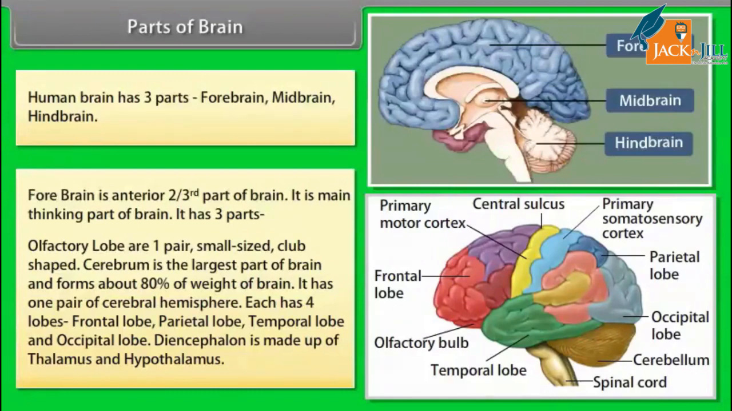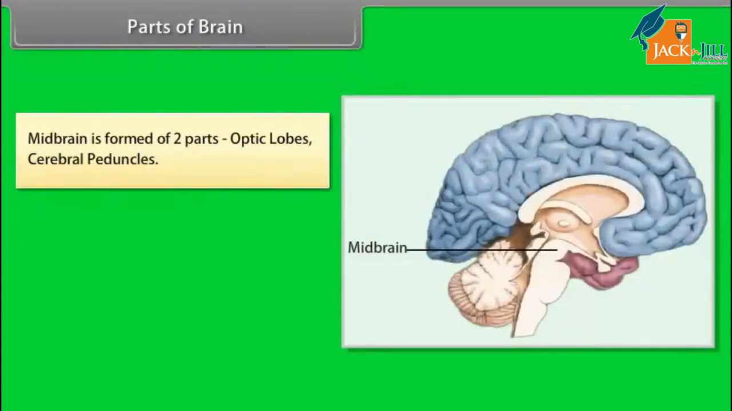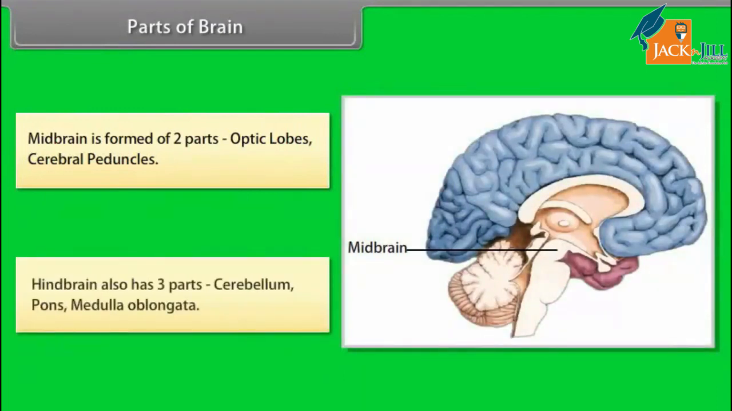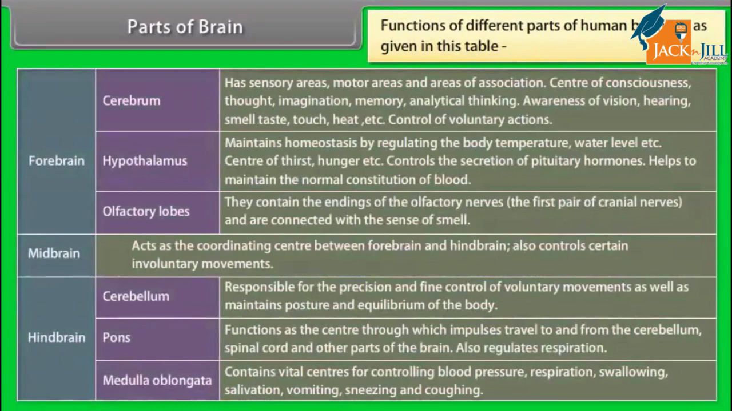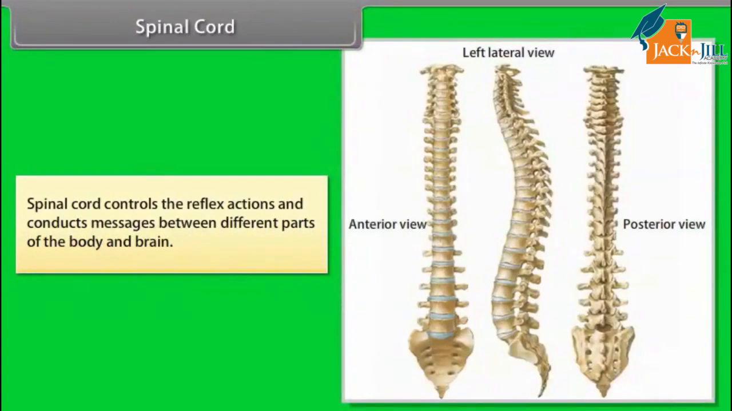Diencephalon is made of thalamus and hypothalamus. Midbrain is formed of two parts: optic lobes, cerebral peduncles. Hindbrain also has three parts: cerebellum, pons, medulla oblongata. Functions of different parts of human brain are as given in this table. Spinal cord. Spinal cord controls the reflex actions and conducts messages between different parts of the body and brain.